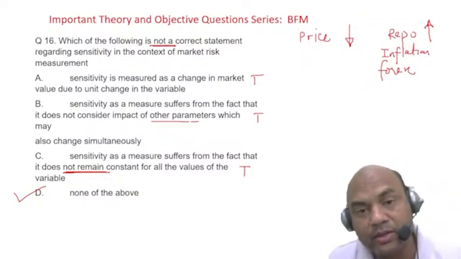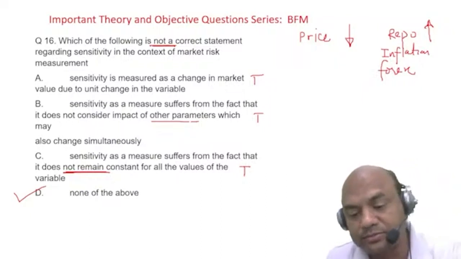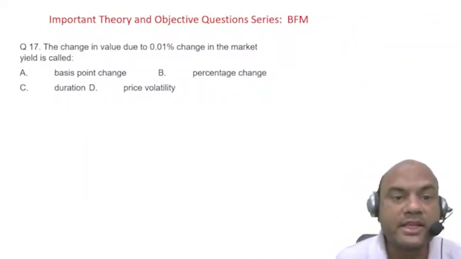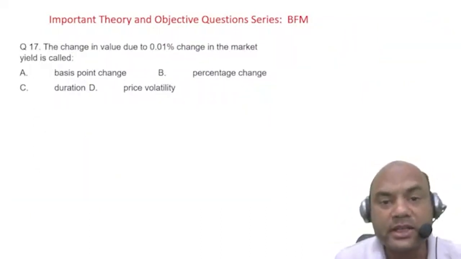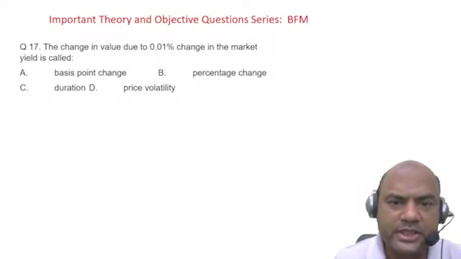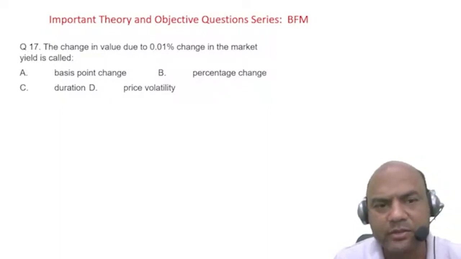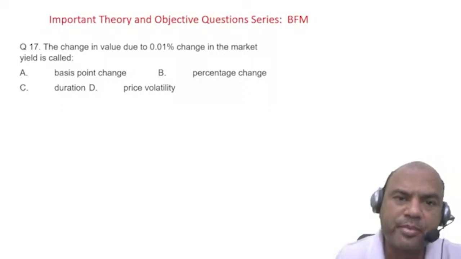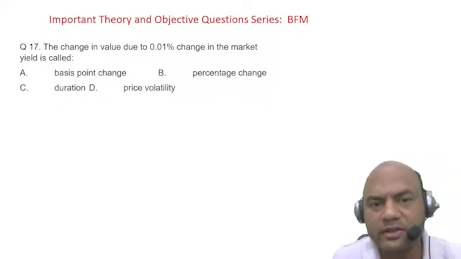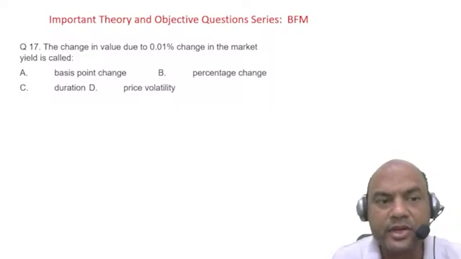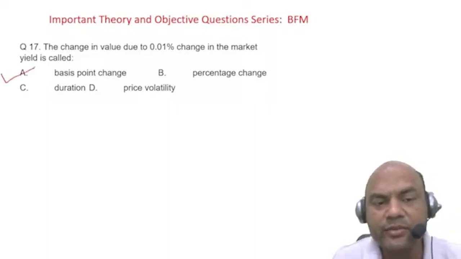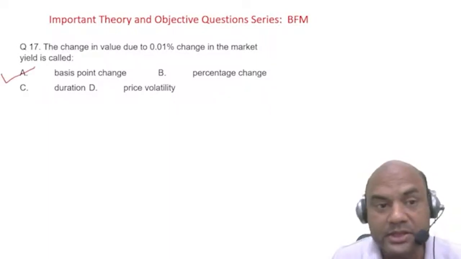Very important one. Very difficult one. The change in value of 0.01% change in the market yield is called as? Now this is simple. I'll move fast on this. Basis point change, percentage change, duration, and price volatility. Give me the answer fast. 0.01% means 1/100th part of the percent. So it is called as basis point. Remember this.